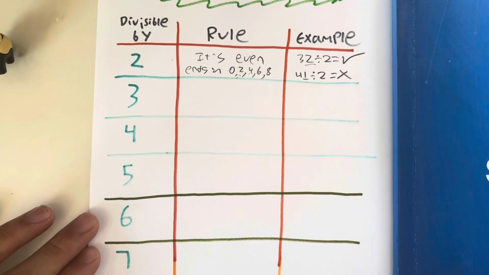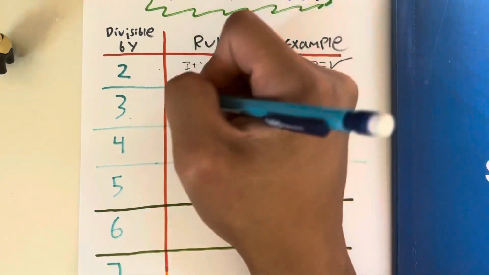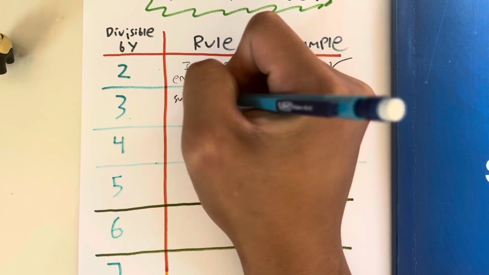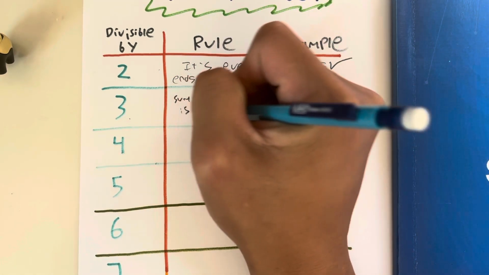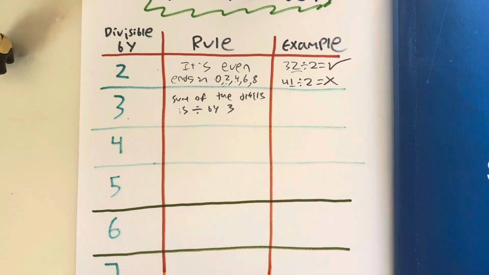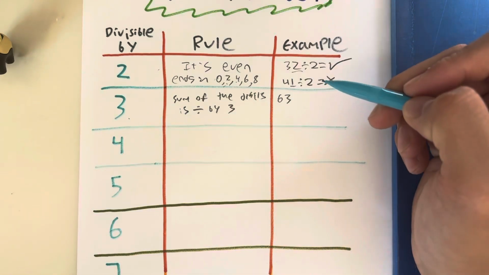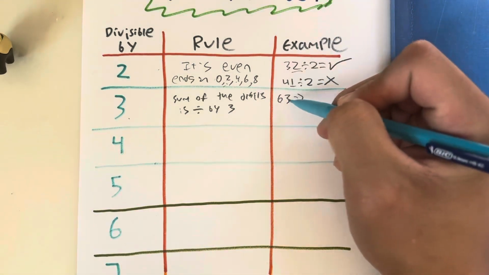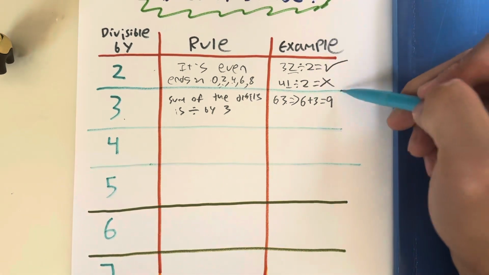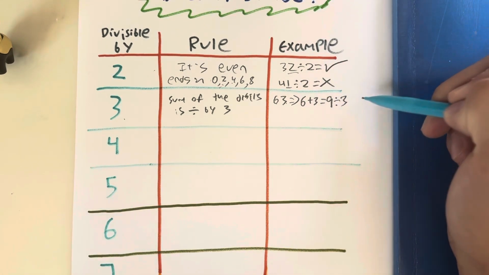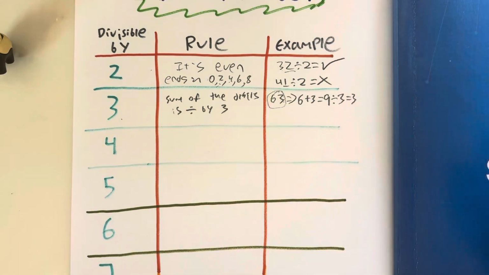Now 3, it gets a little bit more tricky, but it's also pretty easy. Because basically, when you add up the digits, the sum of the digits is divisible by 3. What do I mean by that? Let's give an example. Let's just say we have the number 63. The sum of the digits, in this case, are 6 and 3. So we just add 6 plus 3. That's going to give us 9. And then if we try to divide this by 3, 9 divided by 3 is pretty easy to do. That works out. So it means that the number 63 is divisible by 3.